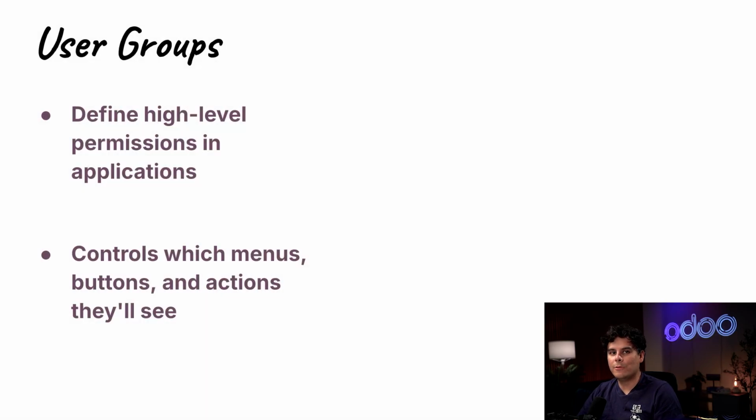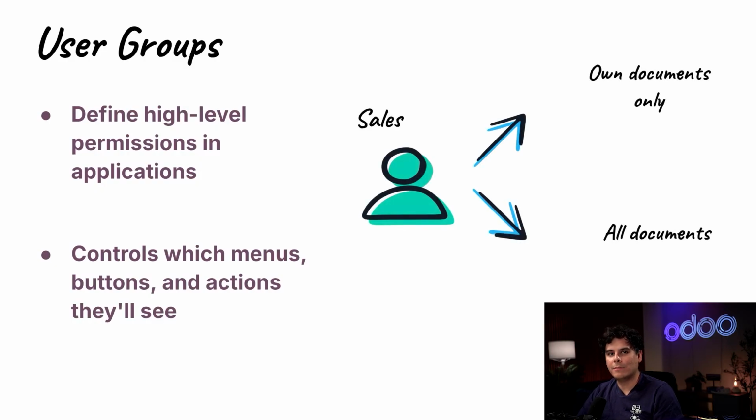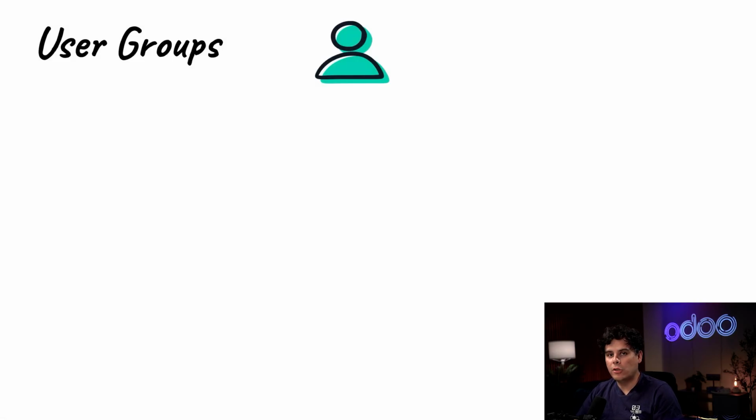Let's start with user groups. Groups are the parent structure. They control which access rights and record rules are assigned to each user. Groups define high level permissions in each Odoo application. For example, inside of the sales application, you'll typically find two key groups: own documents only, just to be very precise, and all documents. These groups determine whether a salesperson can only see their own sales orders or if they can access everyone's. Assigning a user to the correct group determines which menus, buttons, and actions they're going to see across the system. So the groups a user is assigned to tells Odoo which access rights and rules apply to that user.